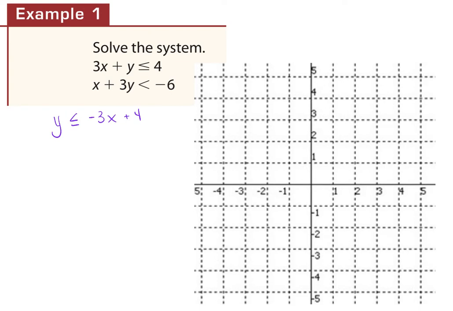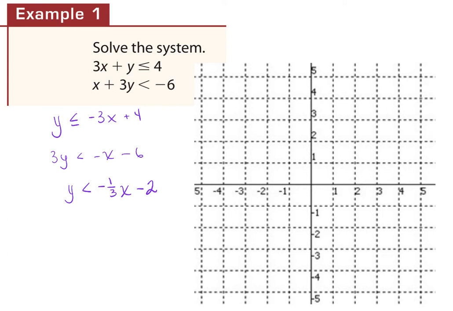All right, if I did that second one, I could either do intercepts or slope intercepts. But since I did the first one, I'll do the second one as well. Subtract the x over. I have 3y is less than negative x minus 6. And then, of course, I have to divide by the 3. So I have y is less than negative 1/3 x minus 2. So I have two equations here.